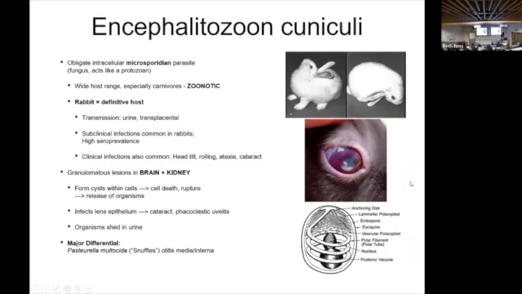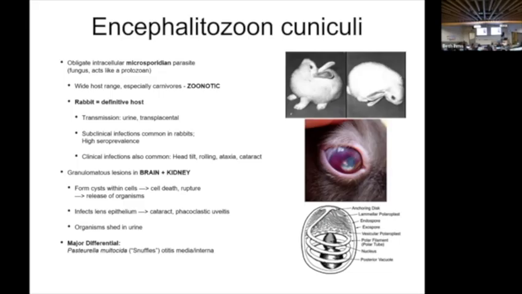I want to spend a minute on Encephalitozoon cuniculi because I don't feel like you guys get enough rabbit stuff. And this is a classic rabbit Navli thing. So this is an obligate intracellular microsporidian. It is a fungus that acts like a protozoan. So it's kind of in that weird space between organisms. This is zoonotic and infects a broad range of species.